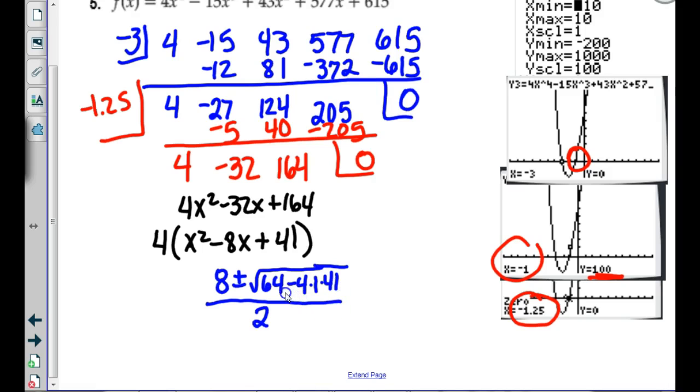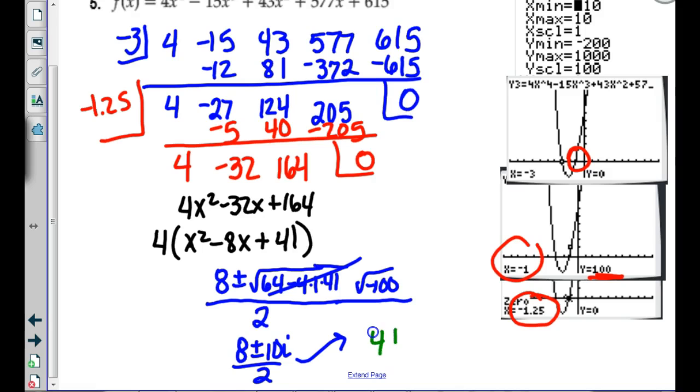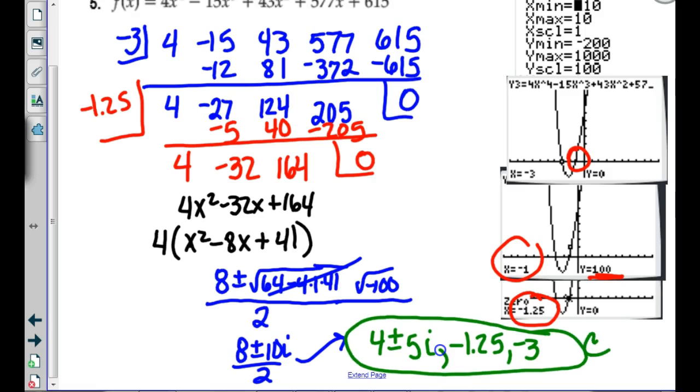Okay. So if this is really the square root of negative 100, so we're going to have 8 plus or minus 10i over 2. Can we reduce that to what? Four plus or minus 5i. Good job. All right. So the answers to part C are 4 plus or minus 5i, negative 1.25, and negative 3. That's part C.